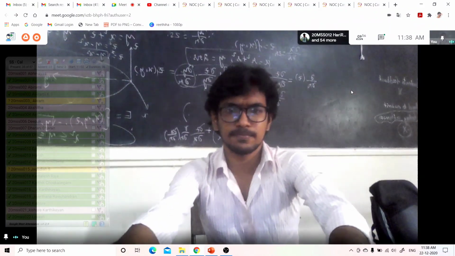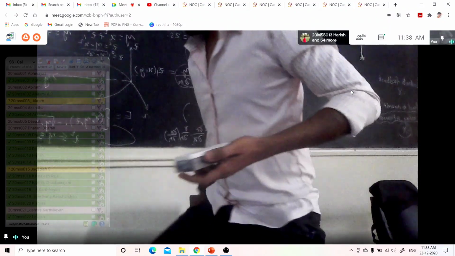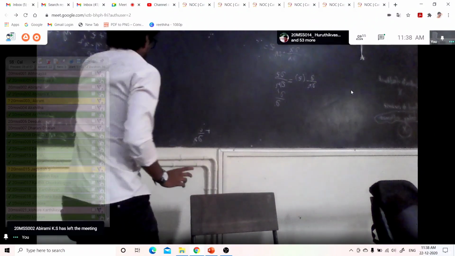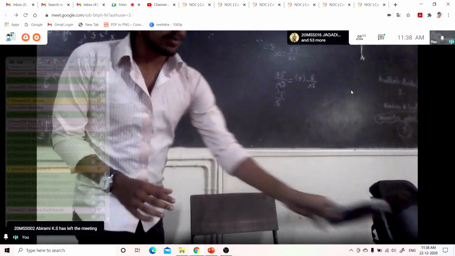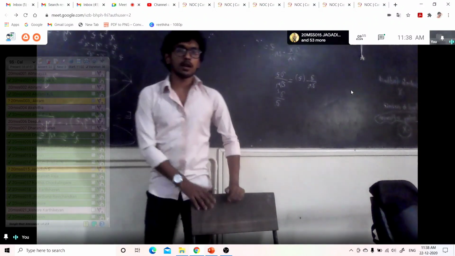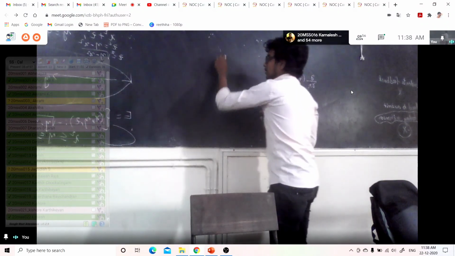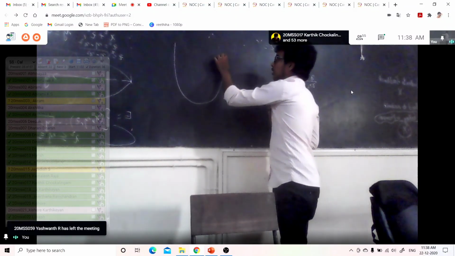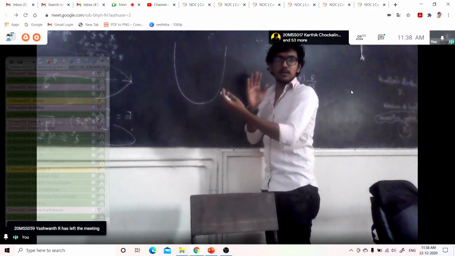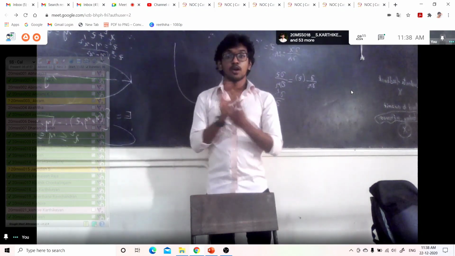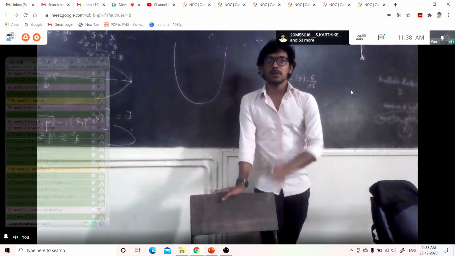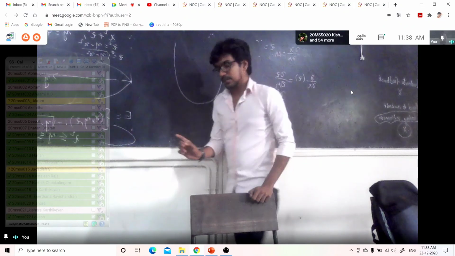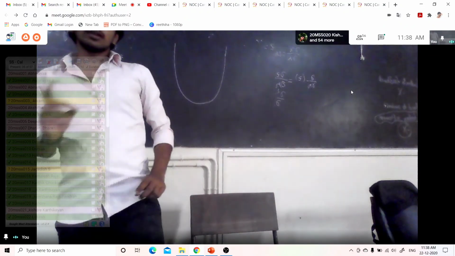I can make use of this board as well. So paraboloid means, how does a parabola look like? It looks like this. An upward facing parabola looks like this. If you rotate it, you are going to have something like a coconut shell, right? That is an example of a paraboloid. Here what we are given is z is equal to x square plus y square.